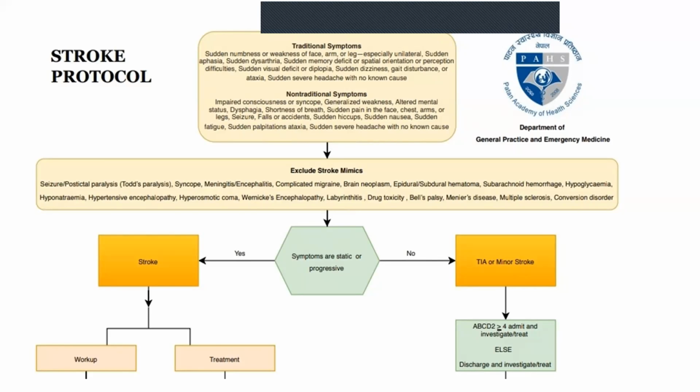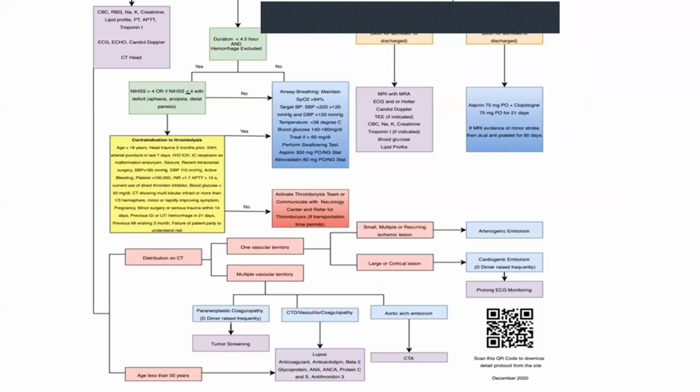The other is non-traditional symptoms, like impaired consciousness, syncope, shortness of breath, acute onset generalized weakness, altered mental status, dysphagia, sudden pain in face, chest, arm, seizures, fall or accident, sudden hiccups. These are all non-traditional symptoms with which a patient can present to us.